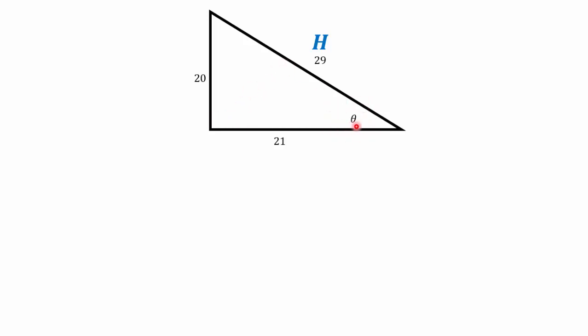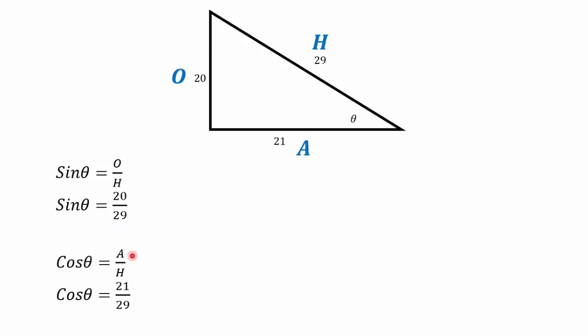So here's my angle. The only other side that's touching my angle must be adjacent, and all the way on the other side is the remaining opposite. Sine is defined as opposite over hypotenuse, so it's simply 20 over 29, 20 being O, 29 being H.